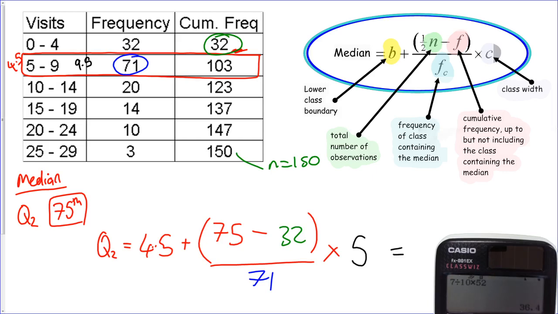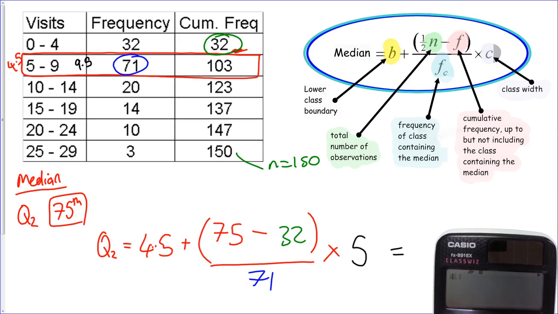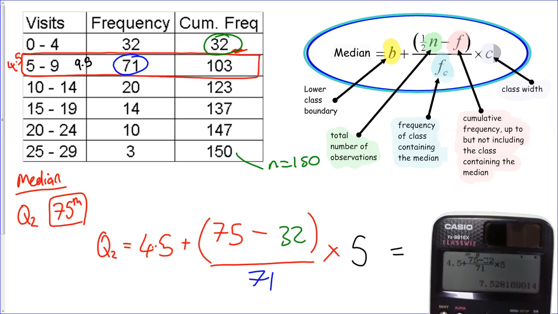Putting this into a calculator, we're putting in 4.5 plus, you need to put a fraction on the top, we've got 75 minus 32. On the bottom we've got 71, and then we're going to multiply this by 5. We get an answer of 7.53. So this is our median, and looking through we should have expected something in between 5 and 9, or 4.5 and 9.5, so this is the right kind of answer to be getting. It's kind of halfway in the middle, maybe a little bit towards 9.5.